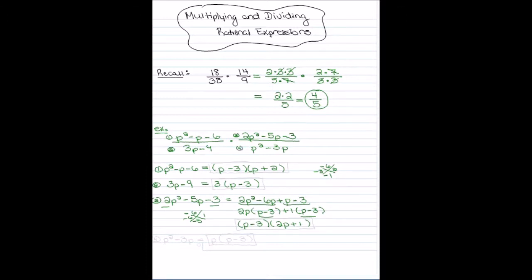Last but not least, I have the last polynomial, which is p squared minus 3p. And on this one, I take out a GCF of p, and I'm left with p minus 3. And that is completely factored. So I'm just going to put a box around each one of my factored polynomials, because what I'm going to do is take all of this and bring it back together in my rational expression.